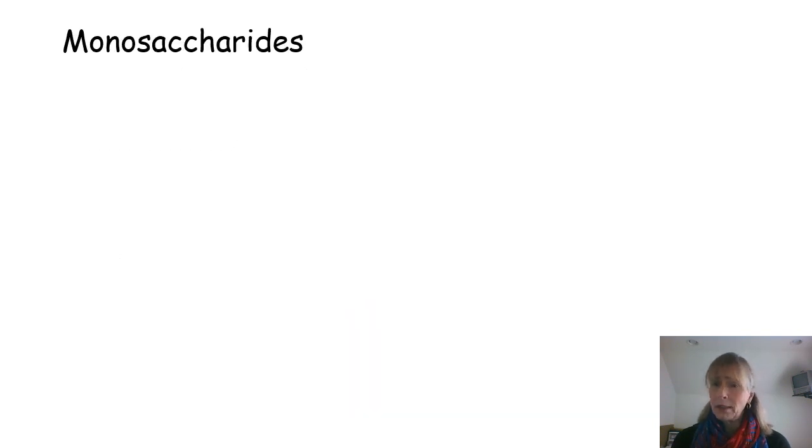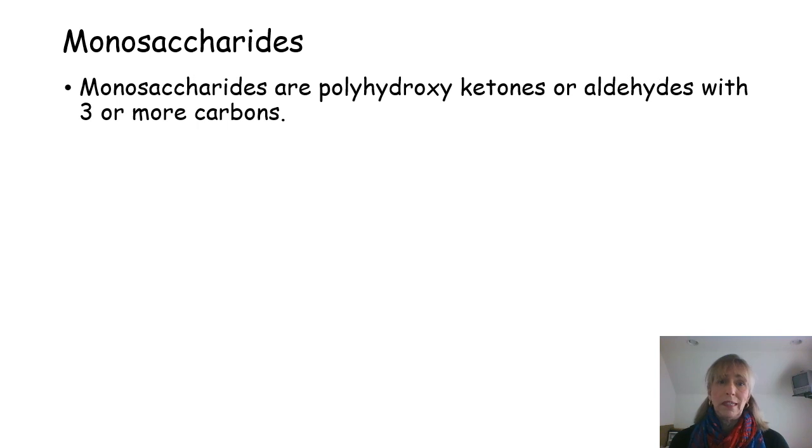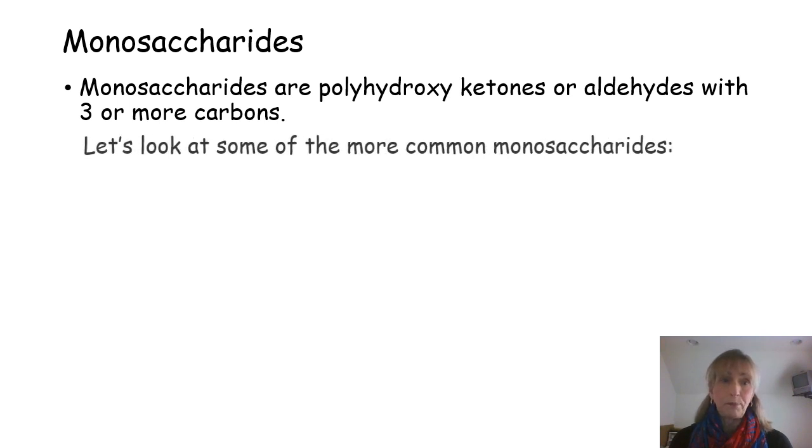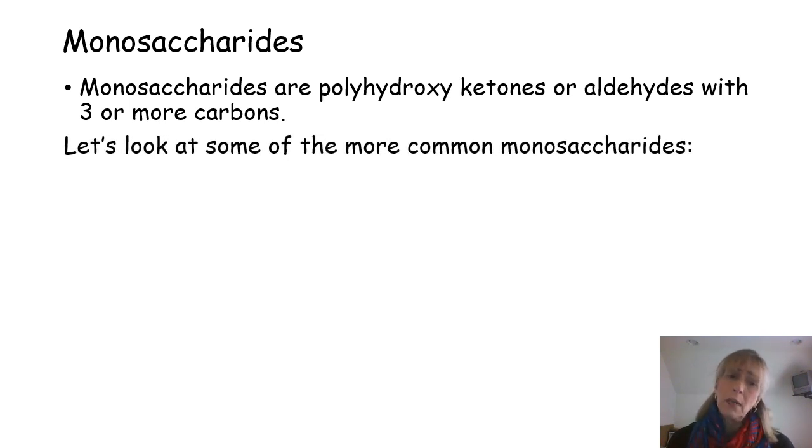All right, more on monosaccharides. So again, we said monosaccharides, what are they? They are polyhydroxy. So in addition to the ketone group or the aldehyde group, we're going to see a lot of hydroxy groups. And what else did we learn? They have 3 or more carbons, between 3 and 7 typically. So let's look at some of the more common monosaccharides.